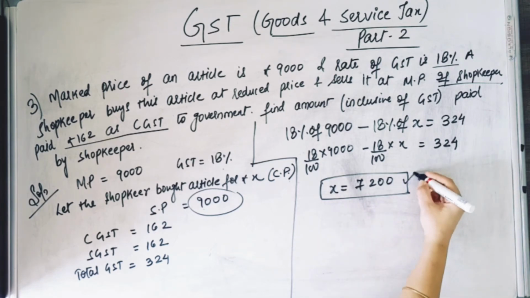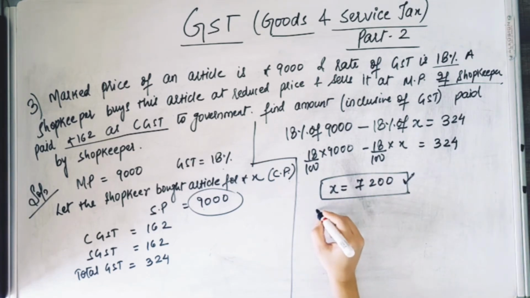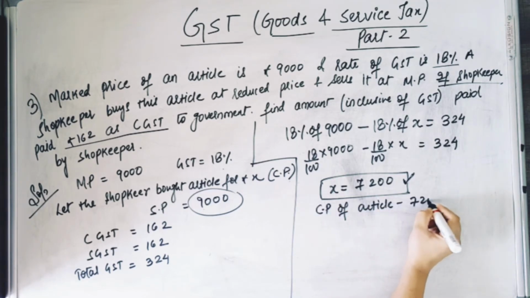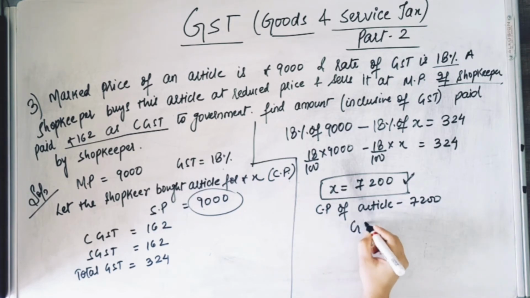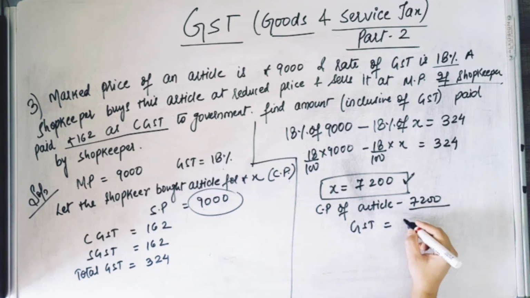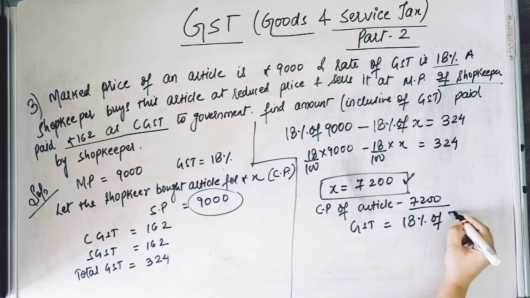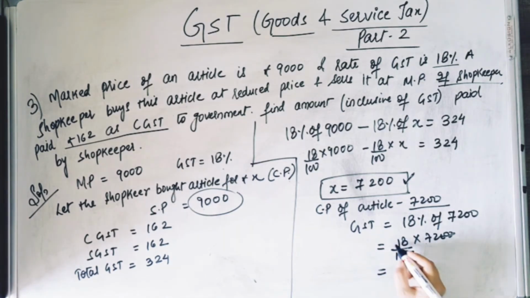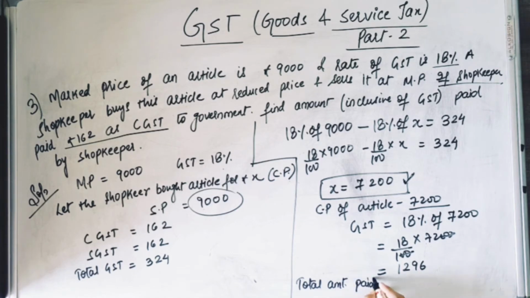Now we have got what? This is CP of article. Article की CP is what? 7,200. Now GST what he has to pay? He has to pay GST on this. I mean total amount what he paid will be 18% of 7,200. So this will be 18 by 100 into 7,200. So 18 into 72 will be what? 1296. So total amount what shopkeeper paid, total amount paid, that will be what?